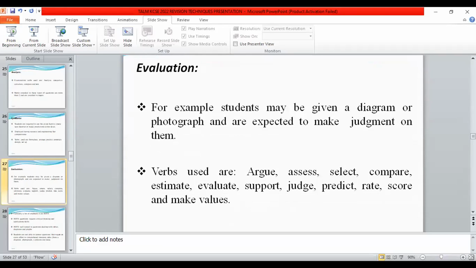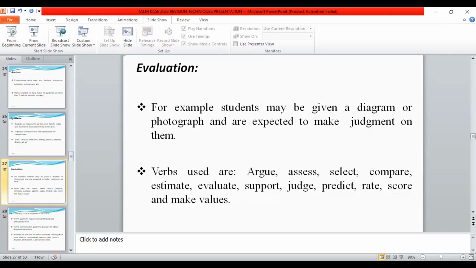But here as teachers, because we know them, we can assist them to be able to answer such questions. We need to emphasize questions on diagrams, photographs, and tables, because these are the areas where a lot of evaluation must be made by the candidate in order to make the right judgment on the response that they give. So, yes, can I continue?